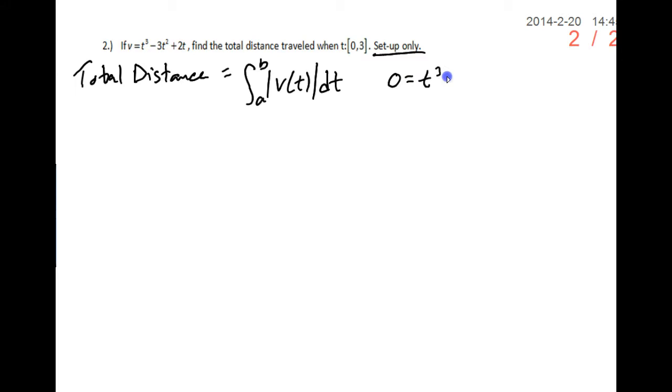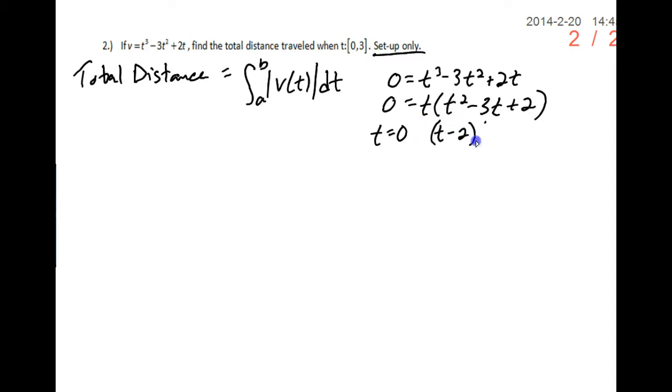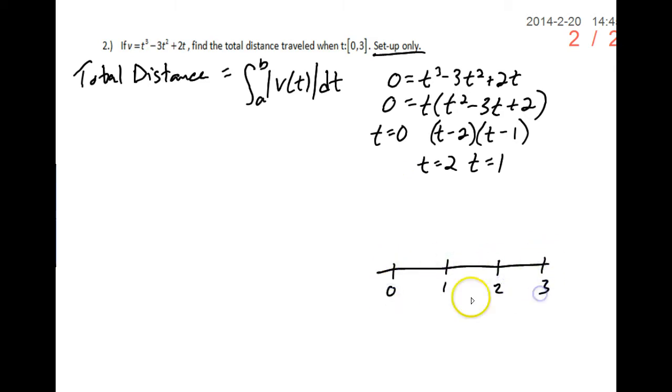So, t cubed minus 3t squared plus 2t is equal to 0. So, I will factor out a t, getting us t squared minus 3t plus 2, and set t equal to 0. So, it's 0 at 0. Then, t squared minus 3t plus 2 factors into t minus 2, t minus 1. So, t equals 2, and t equals 1. So now, the velocity is 0 at 0, 1, and 2, and our interval ends at 3.